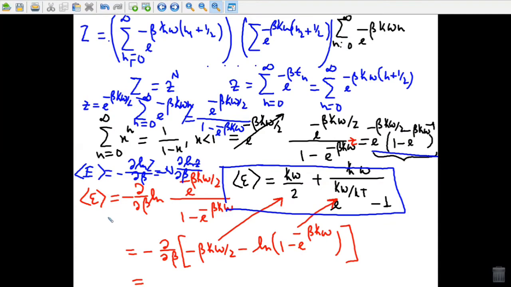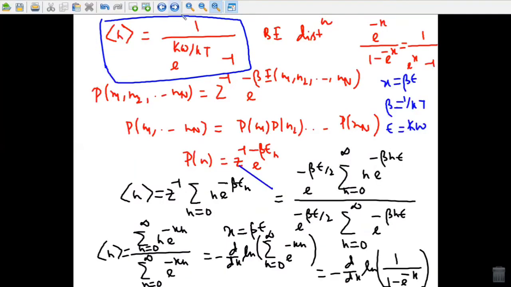and hence the average energy per oscillator, that is E upon N, can be derived directly from the single particle partition function as minus del del beta of ln of e to the power minus beta h cut omega divided by 2 divided by 1 minus e to the power minus beta h cut omega, which is minus del del beta of minus beta h cut omega divided by 2 minus ln of 1 minus e to the power minus beta h cut omega. From this one can derive h cut omega by 2, and from the second part one can derive h cut omega divided by e to the power h cut omega divided by kT minus 1, where we have substituted beta equals 1 upon kT, right?